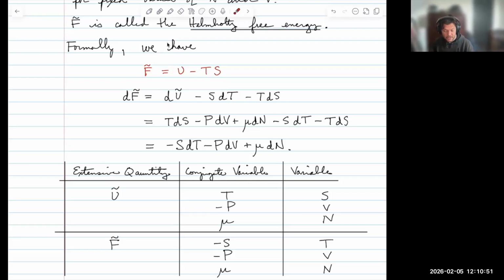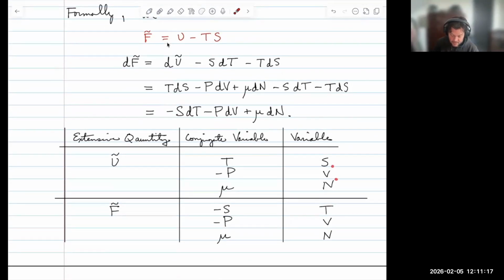But expand this. We know this from the first and second laws. That's just T dS minus P dV plus mu dN. And what do we get? What happens is this term and this term, at least formally, cancel. And I replace what was here in the U variable with minus S dT. This is the one that survives. So what this is saying is that you might start off with these three variables, S, V, and N, and with these three conjugate variables, T, minus P, and mu.